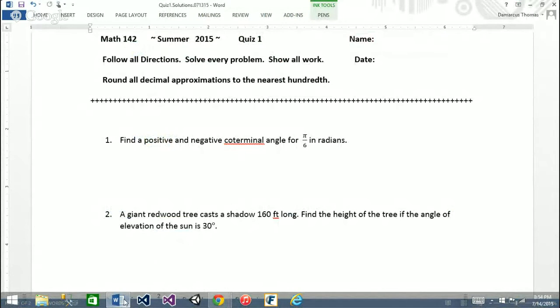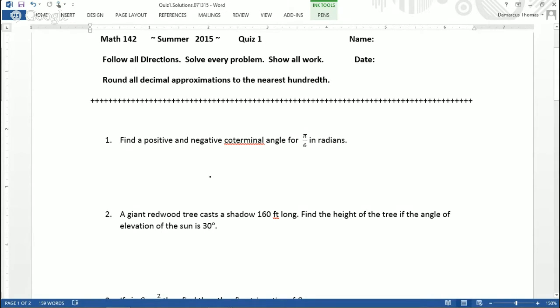I'm going to go over quiz number 1. This is from Math 142 Trigonometry. So let's just get started. I'm going to try to get as far as I can. If I have to take a break, I'll stop and take a break.